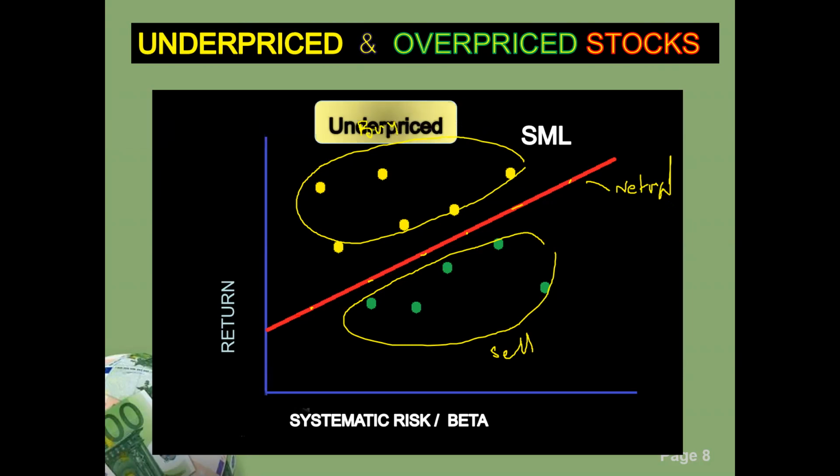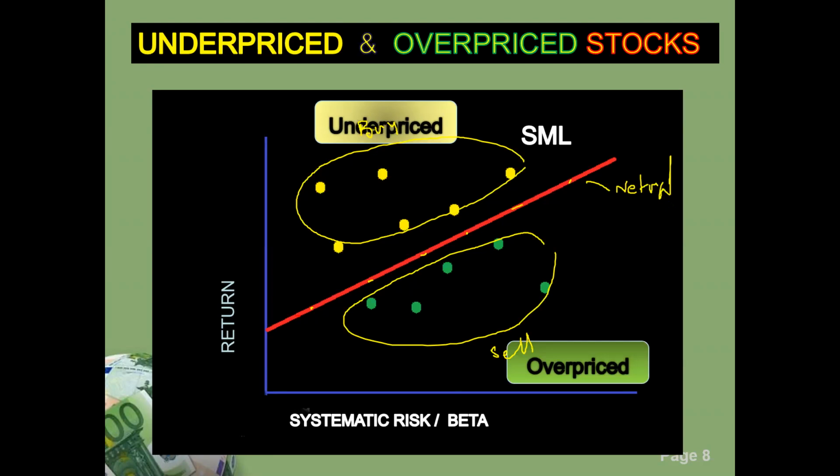So all those stocks above the line, we call them underpriced, underrated, undervalued. When something is undervalued, people love to buy it. And all those stocks below the line, which are overpriced, overvalued, people love to sell them. Overpriced, sell it. When so many people sell it, it will come back to equilibrium.